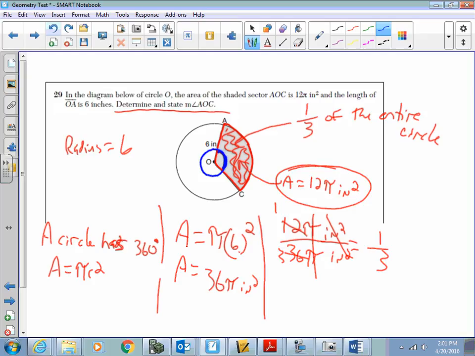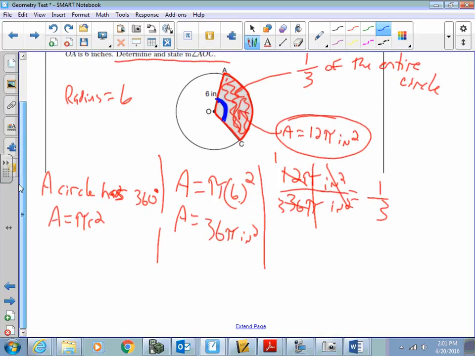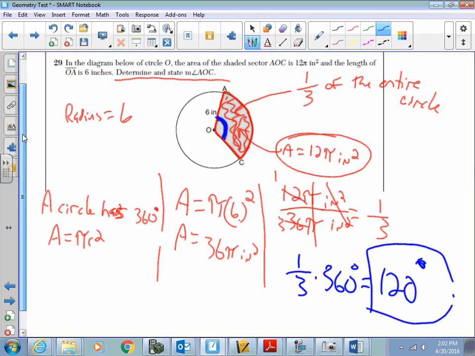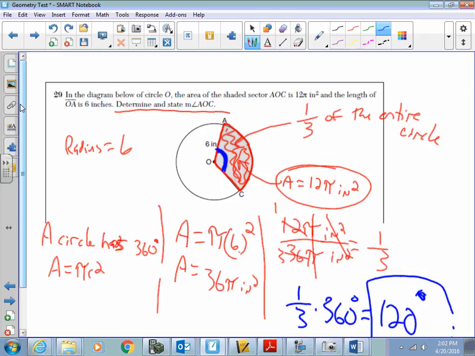Now the entire circle we talked about is 360 degrees. So this particular angle right here has got to be 1/3 of 360. 1/3 times 360 degrees is equal to 120 degrees. So that is our answer right there, 120 degrees. So I'm actually going to write the measure of angle AOC is equal to 120 degrees.